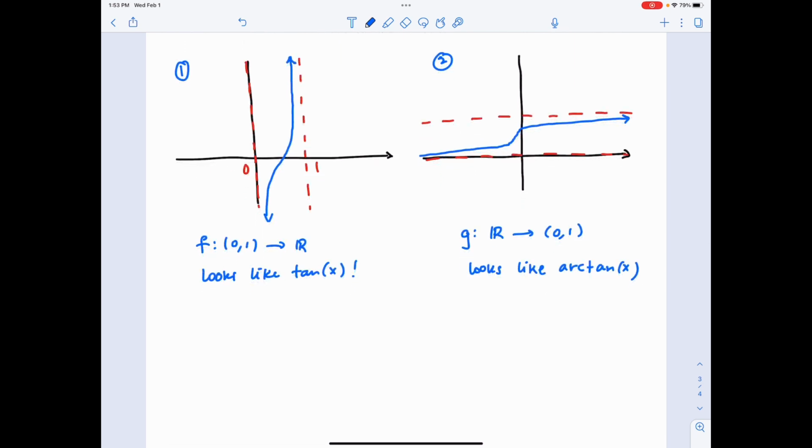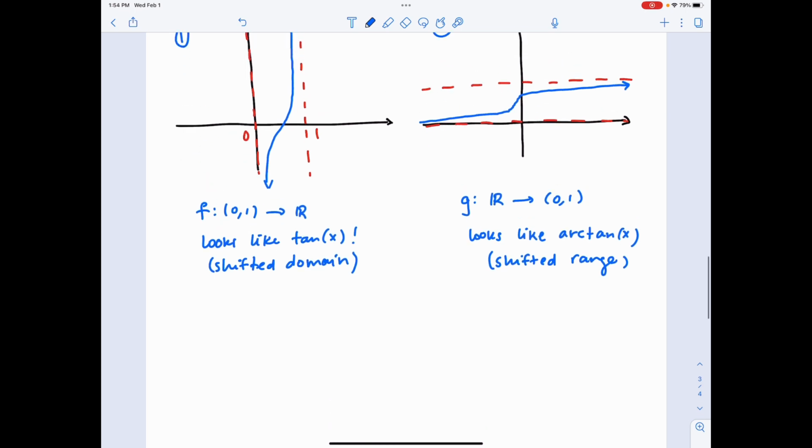Now, it's important to point out that these graphs are not exactly the prototypical example or the standard graph of tangent or arctangent. In graph 1, it's not quite the tangent because it has a shifted domain. The domain that we're used to seeing this graph over is from negative pi over 2 to pi over 2. And similarly, when I go over to number 2, it has a shifted range with respect to the typical arctangent. Usually we see that between negative pi over 2 and pi over 2. So this gives us an idea.